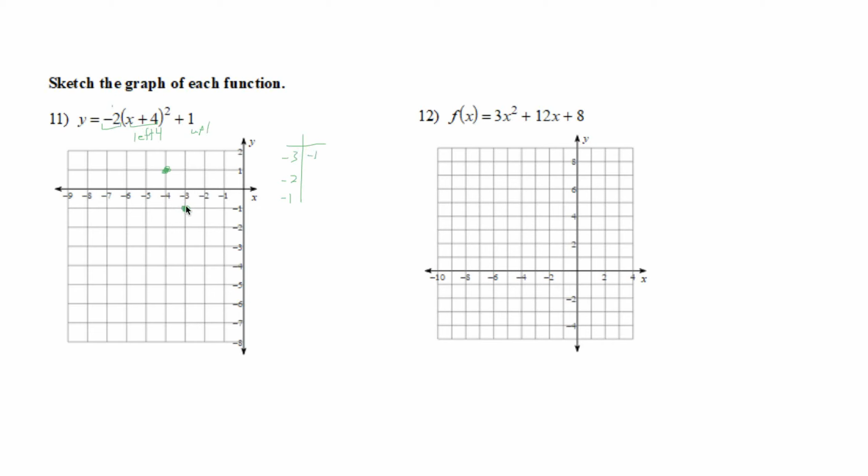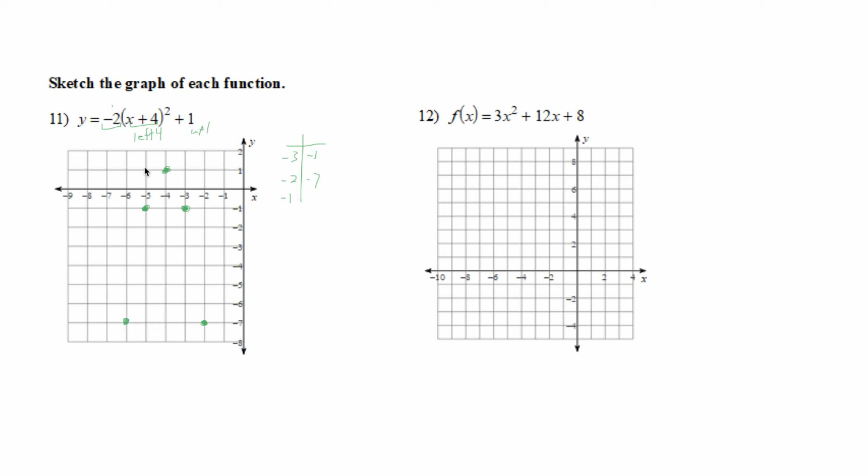Nice thing about parabolas, they are symmetric on this vertical line here, so we will have another point over here. Plugging in -2. -2 plus 4 is 2. 2 squared is 4. 4 times -2 is -8 plus 1 is -7. So at -2, -7, we have a point, which means over here we'll also have a point.